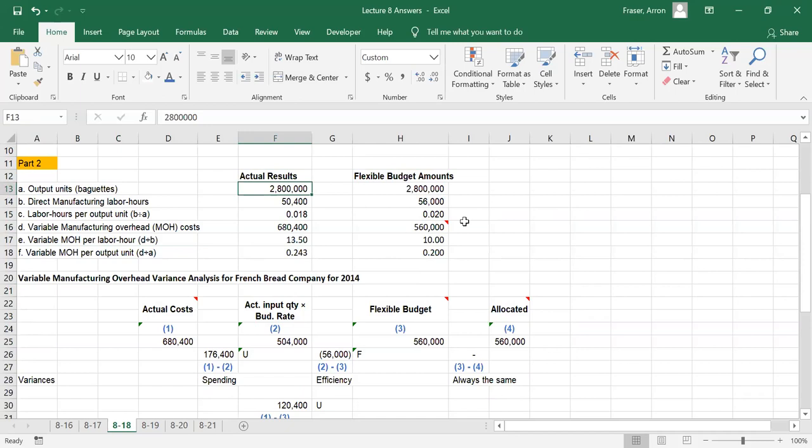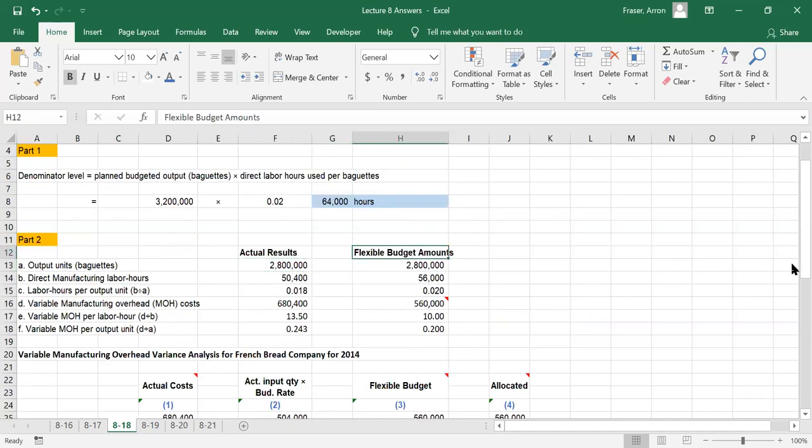What it did is say you do it in actual and flexible budget amounts. So actual is 2.8 million. When you do the flex budget, you do it for the actual output quantity, so that would be the same. Then you look at direct manufacturing labor hours. The actual result, which the question gives you, is 50,400. You would have expected to take 0.02 hours per baguette. So under the flexible budget it would be the same 2,800,000, but multiplied by the standard of 0.02 hours. That will give you 56,000 hours.